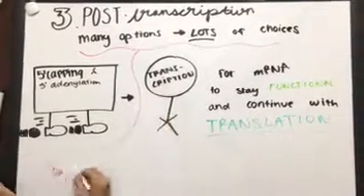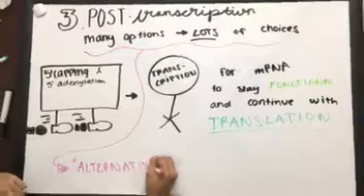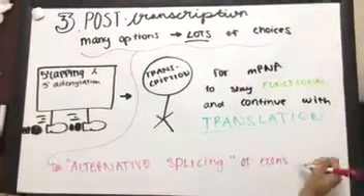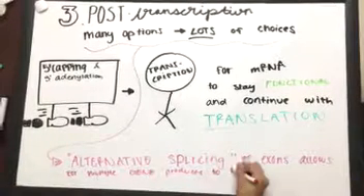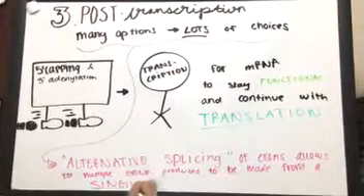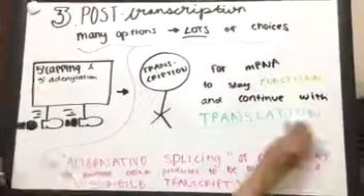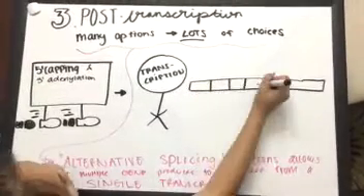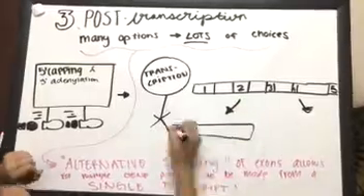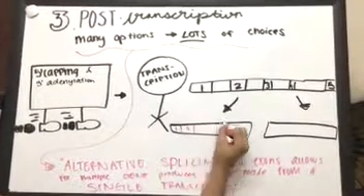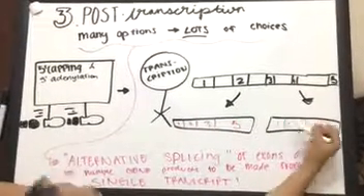The reason there are so many options and so many choices is because of alternative splicing. Alternative splicing of exons allows for multiple genes to be produced from a single transcript. For example, this transcript from 1, 2, 3, 4, 5 can be transcribed as 1, 2, 3, 5 or 1, 2, 4, 5.